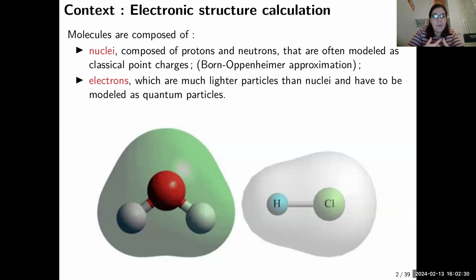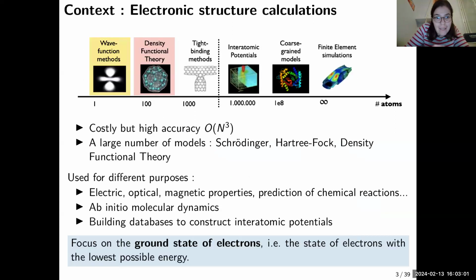And together with these nuclei, we also have electrons, which are much lighter particles than nuclei, and cannot be modeled at this scale as classical particles. They have to be modeled as quantum particles. If you're not familiar with quantum mechanics and so on, you can imagine them as forming some kind of gluing cloud, which helps the different nuclei of the molecule to remain bound, okay? So more precisely, why are we interested in computing the state of electrons within such molecules?